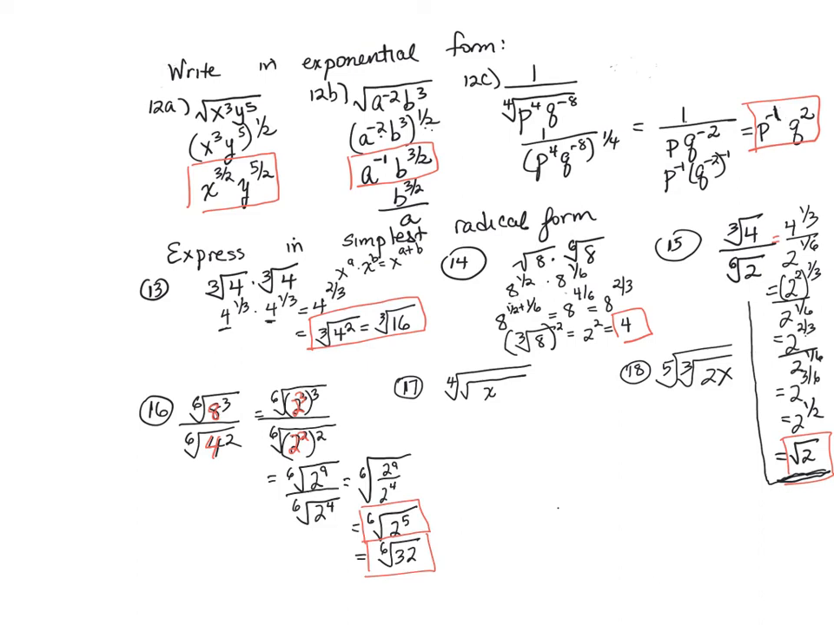All right, now 17 is interesting. Here we have nested radicals. So we could rewrite the square root of x as x to the 1/2.